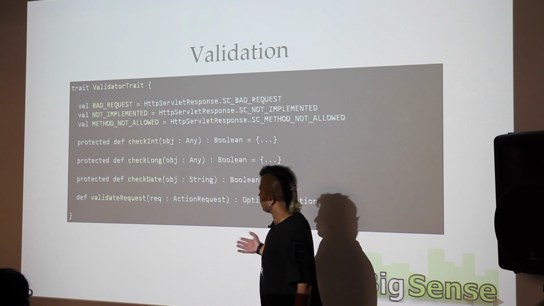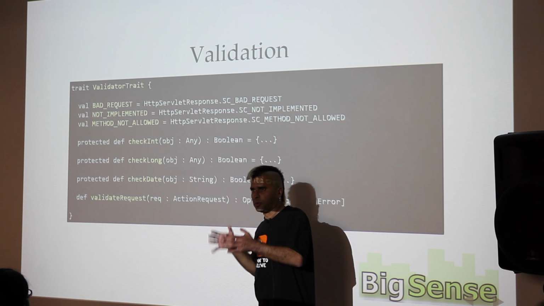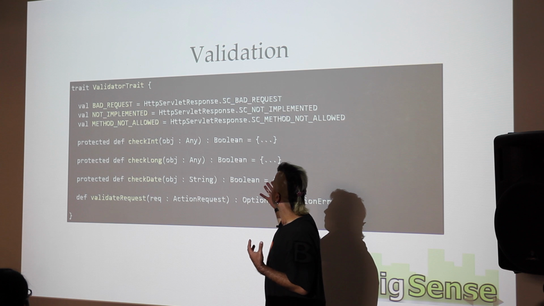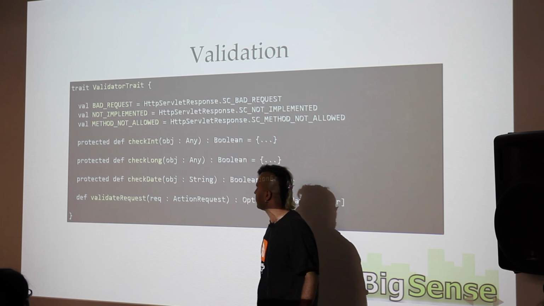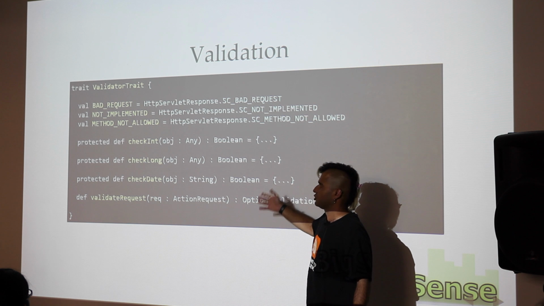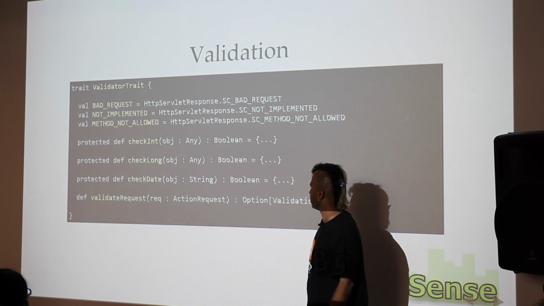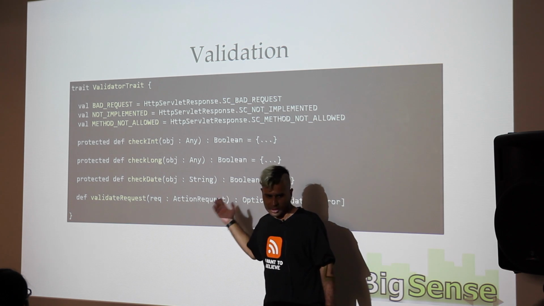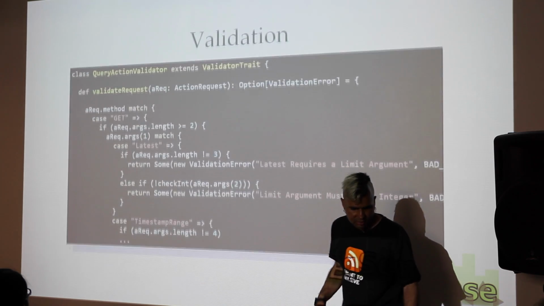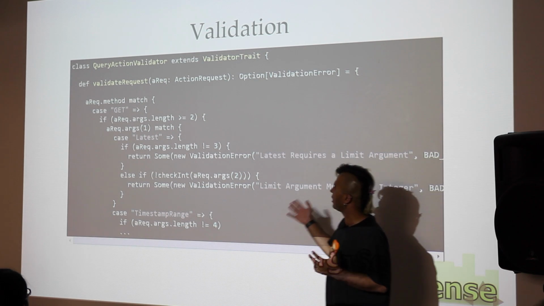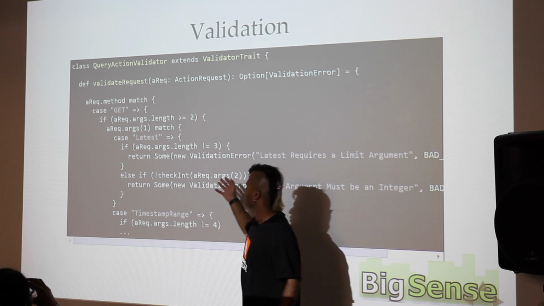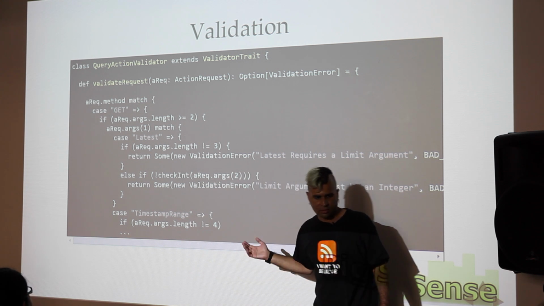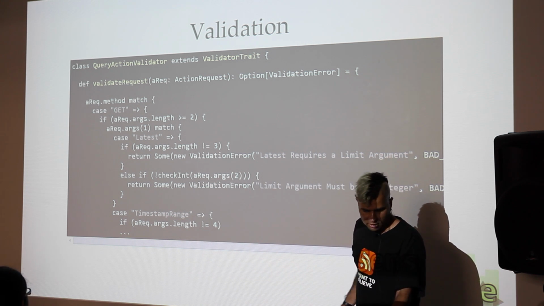So we have validators. The validator comes in before you get to the action, and we basically just copy these HTTP serverless responses: bad request, not implemented, not allowed. We have some basic functions for checking things like dates, longs, and integers. And then we just have the validate request function. And then we have validators that implement those functions. So here we see the same method to check when we're doing a query for the latest to make sure that we just have valid input, valid numbers, and so forth. And here's where we throw our errors.